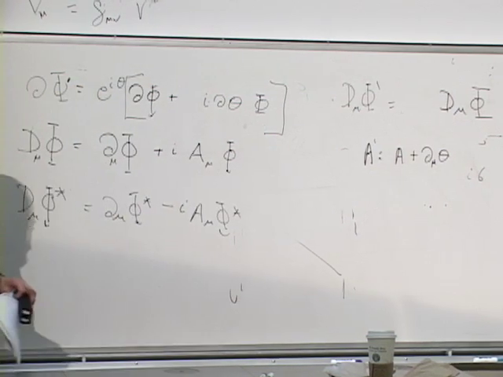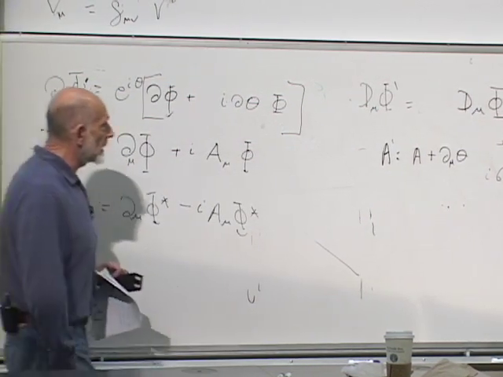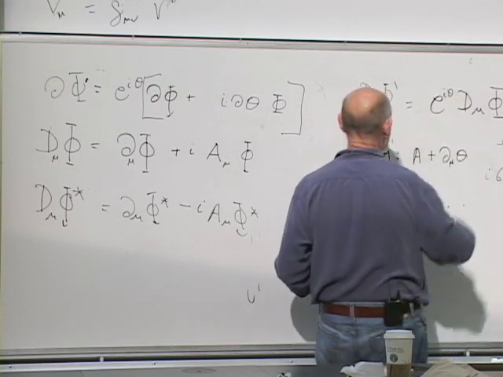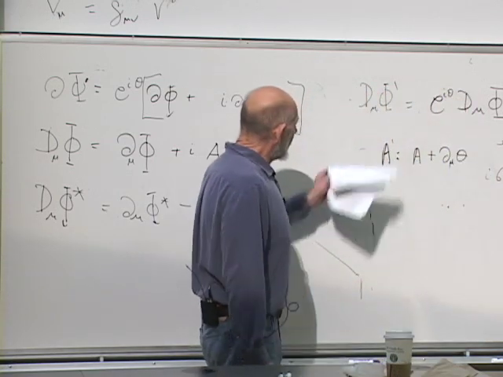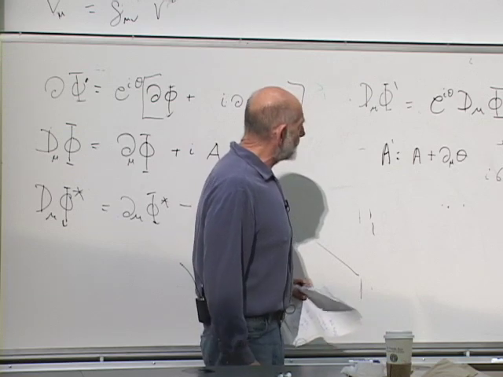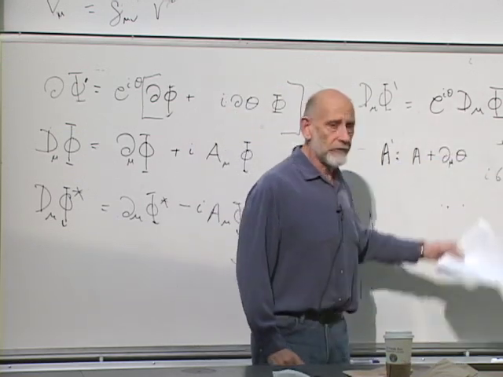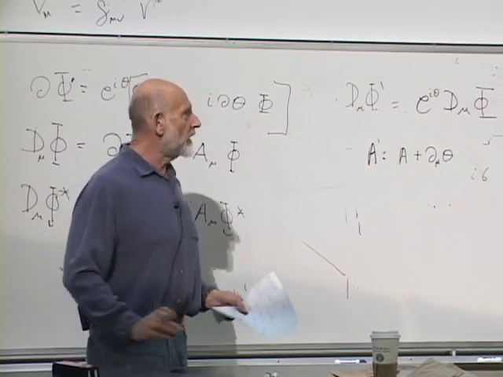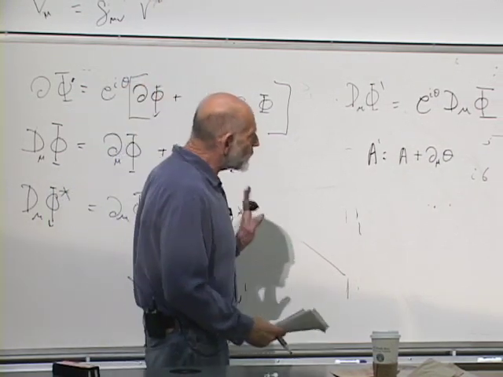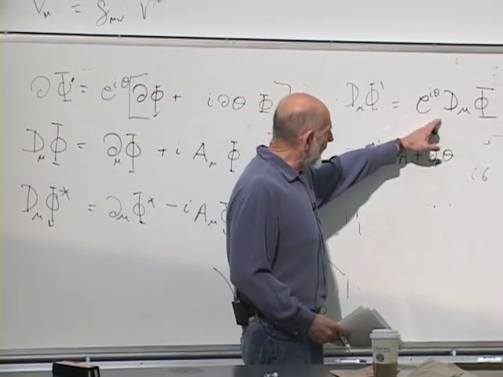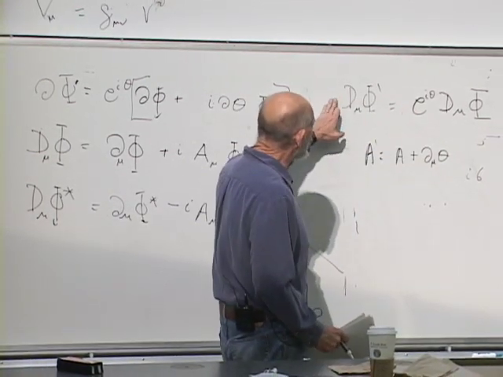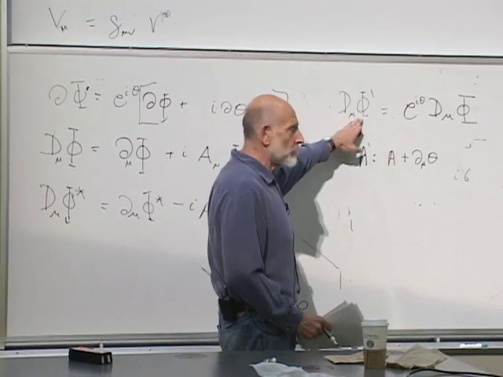E to the i theta. Overall, e to the i theta. So you say, well, I didn't get anywhere. D mu of phi prime is not the same as D mu phi. It's not gauge invariant. True enough, but it only differs from being gauge invariant by an overall factor of e to the i theta, which will disappear when you multiply this by its conjugate.